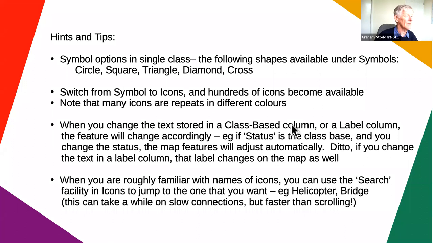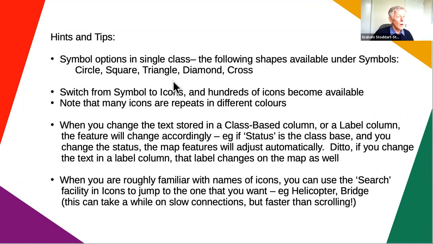So, if you had not been happy with the circle that is the default start for your symbol, the little dot that shows up in the preview screen, you can change it to square, triangle, diamond, or cross. It's worth doing that just so that you can see the impact. And it's just a matter of clicking on the little button to the right of the symbol. You'll see that if you click on the word circle, then it drops down to show you these options.